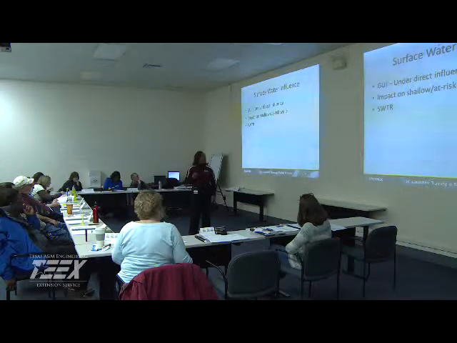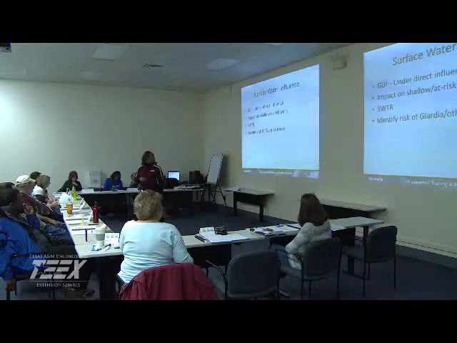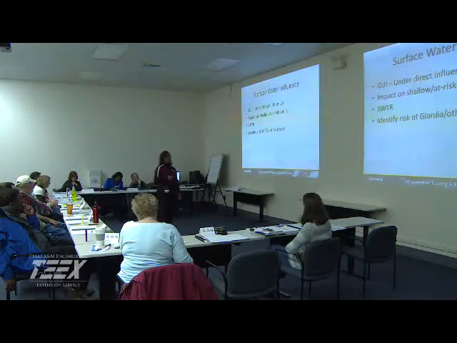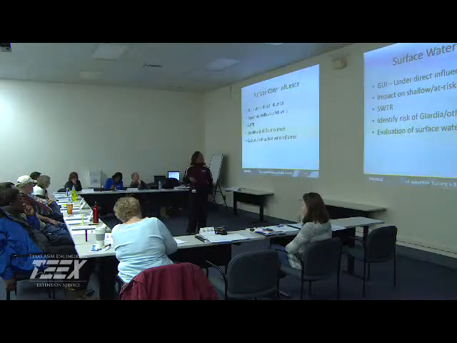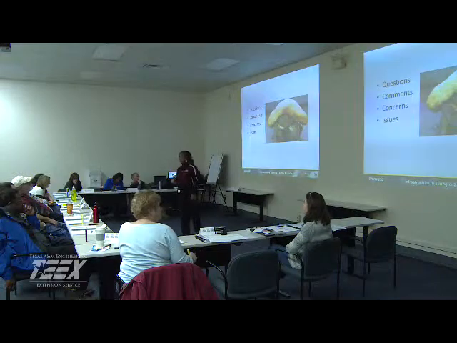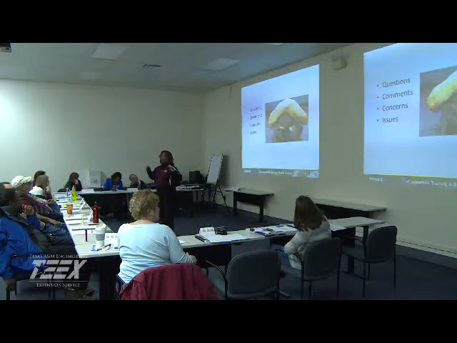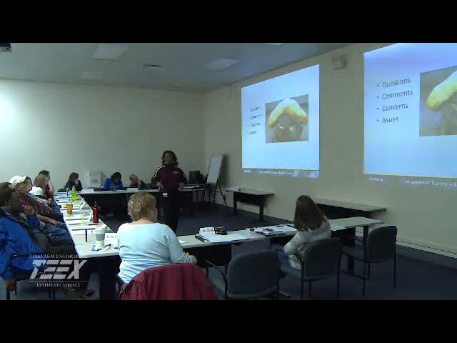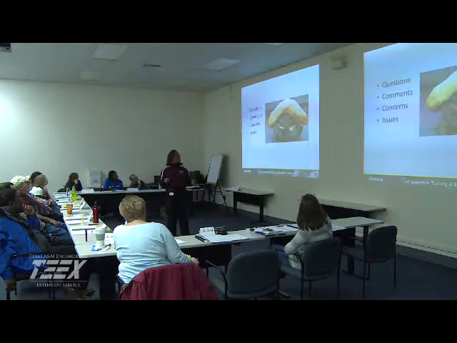I'm going to refer back to my surface water treatment rules. Identify the risks of Giardia, Cryptosporidium, and the other organisms of concern. Evaluate that surface water influence, and then from that, I may be required to actually start implementing some of the required surface water treatment. Okay. Are there any questions, comments, concerns, or issues?